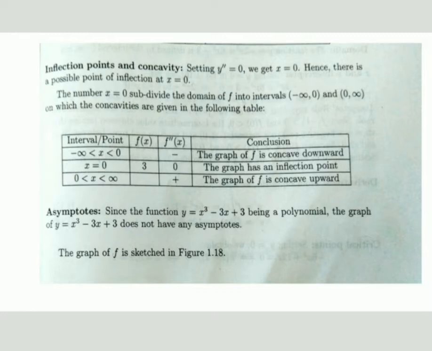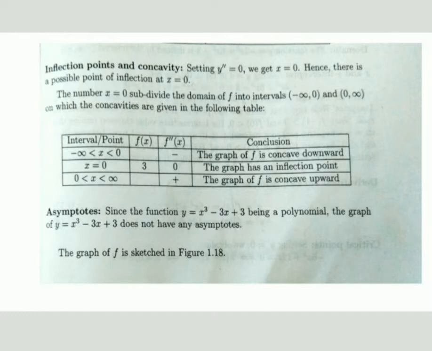Similarly at x equal to 0, f of x will be 3, and f double dash of x is 0 because there is a point of inflection. So the graph has an inflection point. Next choose any point between 0 to infinity, and we will obtain f double dash of x positive because of all positive points. So the graph of f is concave upward. Let us move to the asymptotes. Again observe that the given function is a polynomial, so the graph does not have any asymptotes.